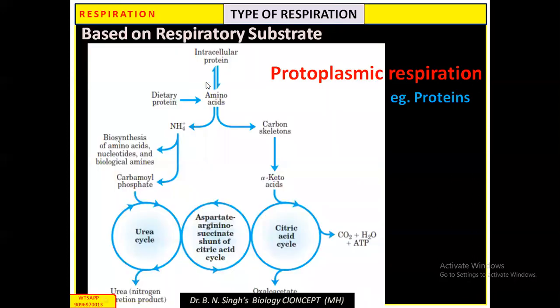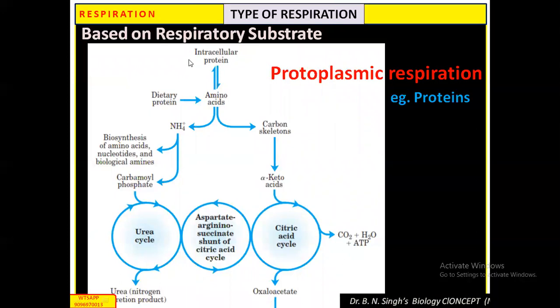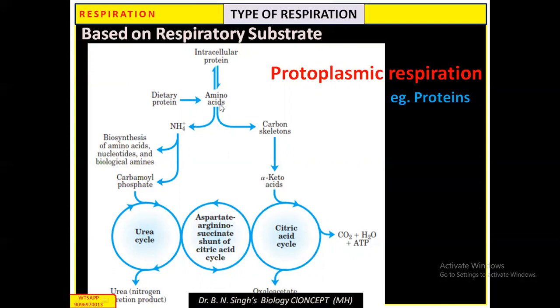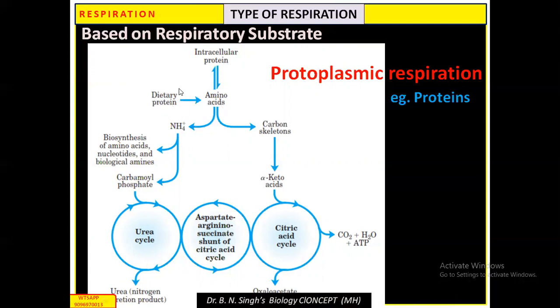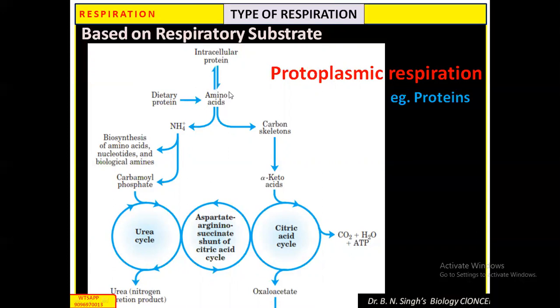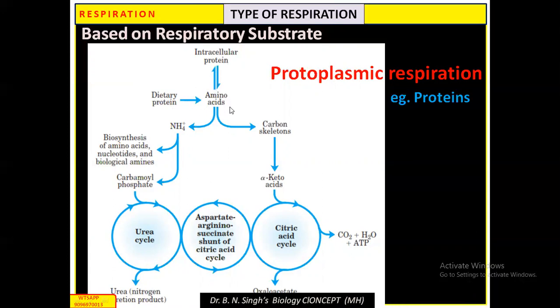weaker. Here you can see the protoplasmic respiration. The intracellular proteins, different structural components of the protein, are broken down into amino acids during protoplasmic respiration. We take the dietary proteins through the diet as nutrition. Then they are also broken down during digestion into amino acids. These amino acids can be used for the formation of different substances.